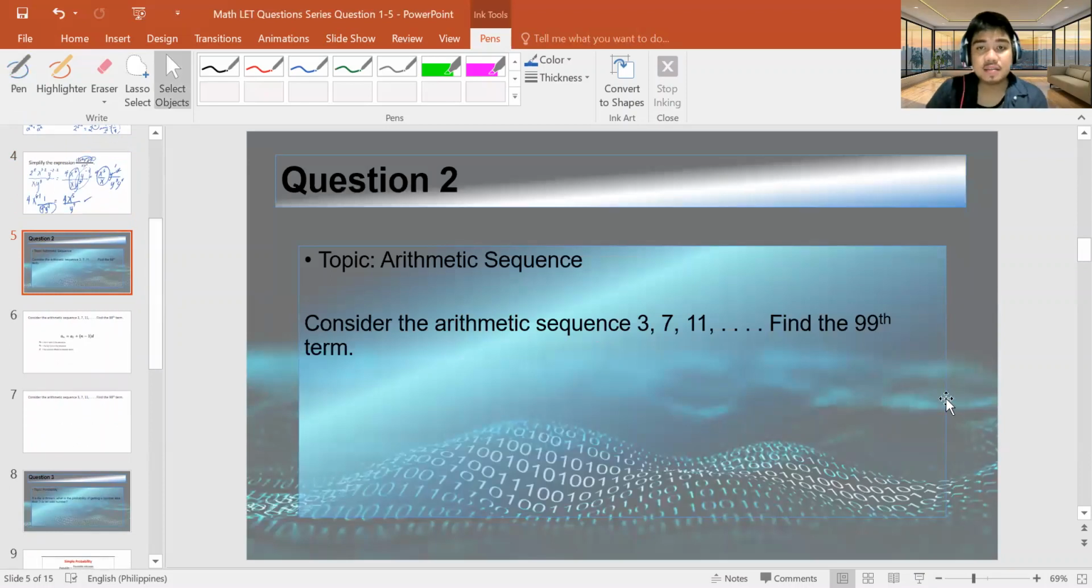So, consider the arithmetic sequence 3, 7, 11, and so on. Find the 99th term. You can pause the video and try to solve for the 99th term, and then play or continue once you have completed your answer.